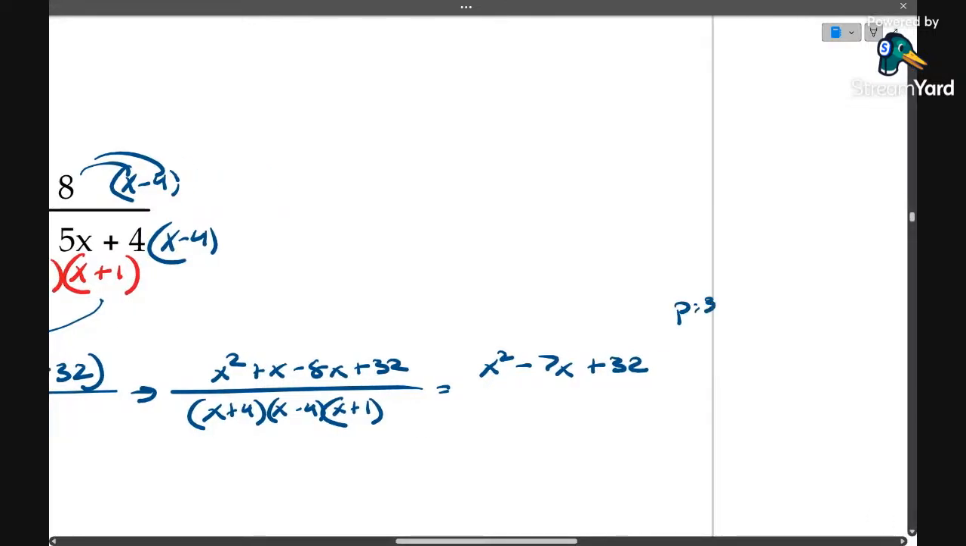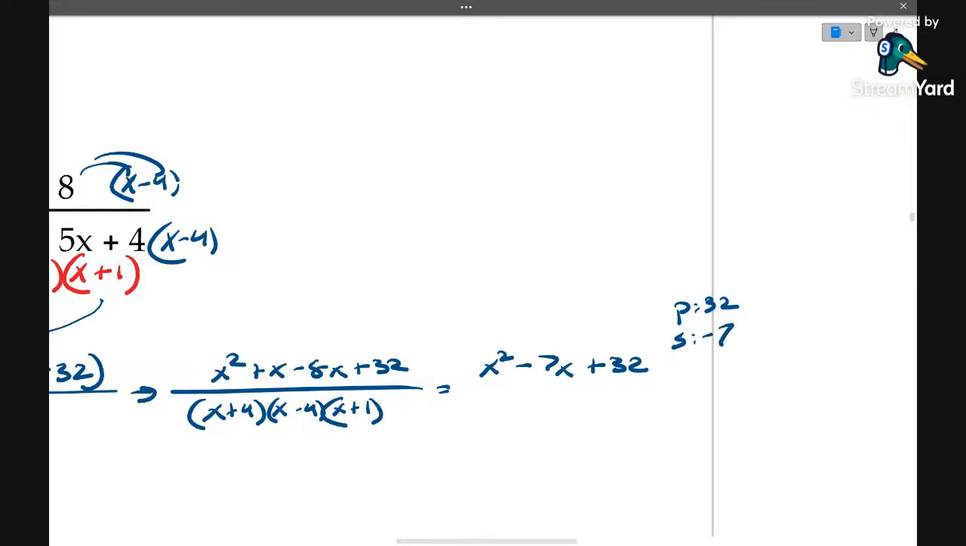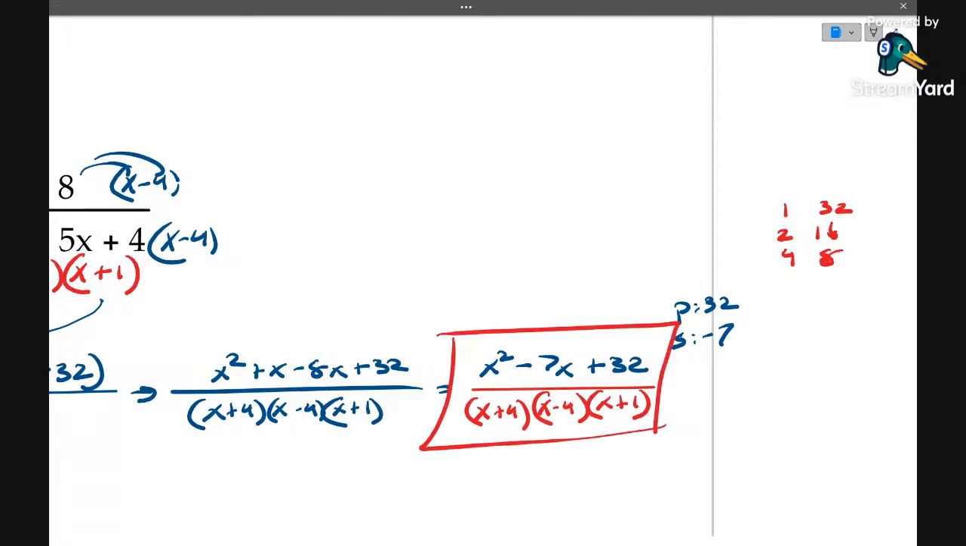With a product of 32 and a sum of negative 7, let's consider some factors. 1 and 32, 2 and 16, 3 won't work, 4 and 8. Does not look like we can factor this. So we just need to leave that over the common denominator. And that is our sum.